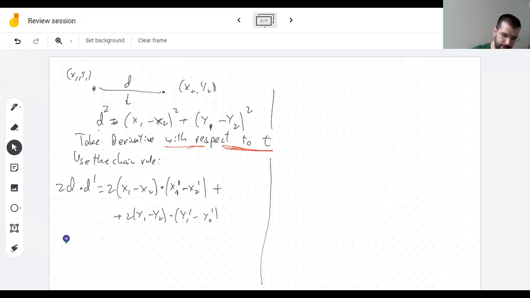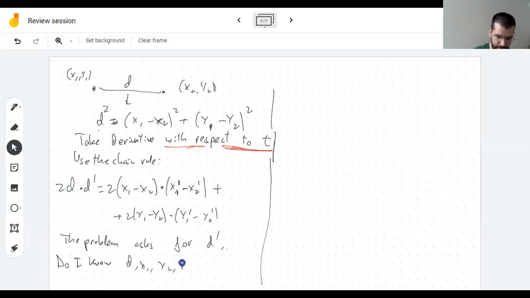The problem is asking for d prime. So I guess the question is, do I know everything else? Do I know x1, x2, y1, y2, all those? Well, I was told that the distance was going east and it was 20 miles. So I know a bunch of these things. So I know the distance is 20, right? 20 miles.